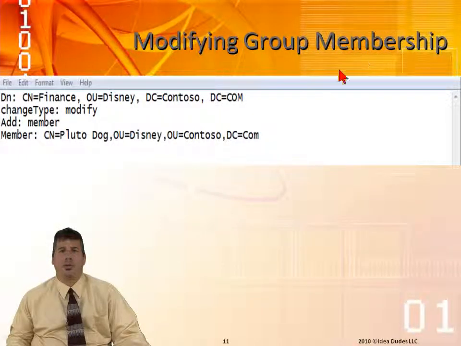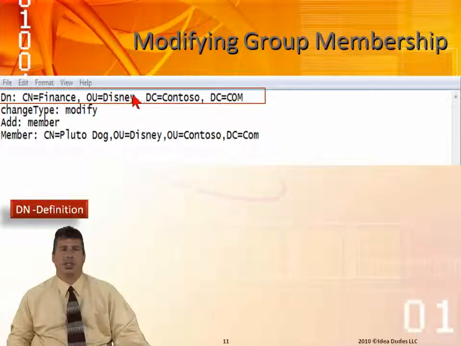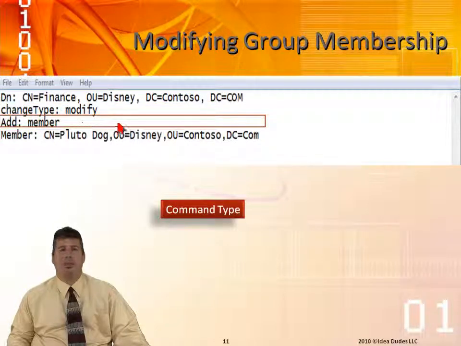Now, modifying group membership, again, what we're going to do is identify the actual DN. DN, CN is equal to finance, OU is equal to Disney, DC is equal to Contoso, DC is equal to Com. The pipe, the change type is going to be modify. So this is a command saying, hey, this is what we want to do. And we're going to add a member.